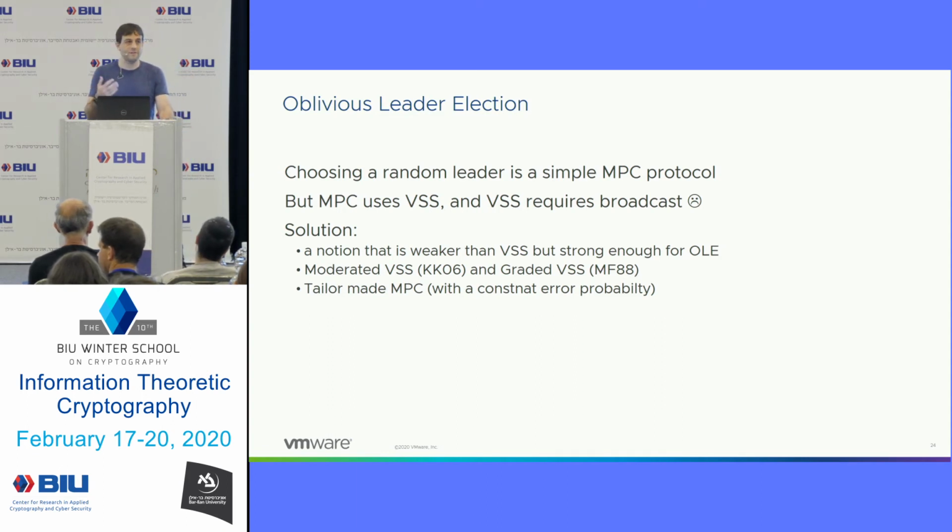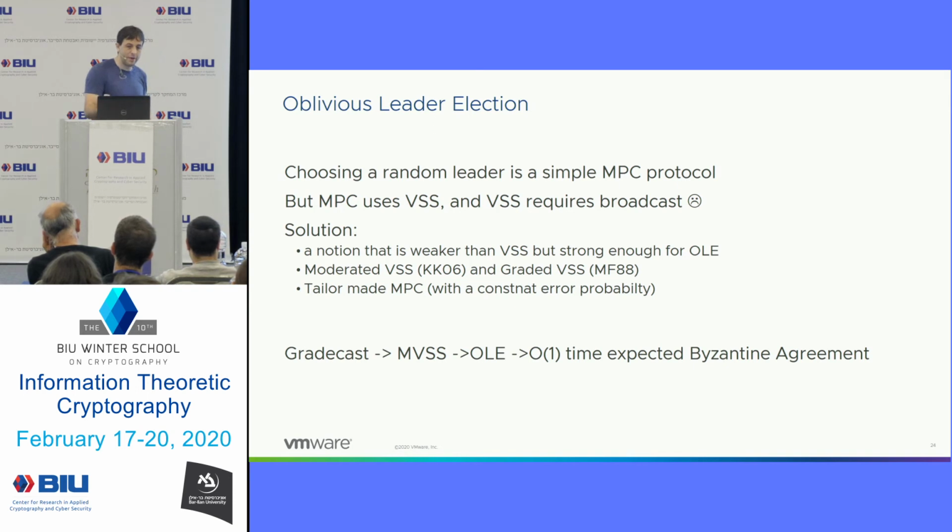But luckily enough, this is good enough for oblivious leader election, because it's okay that with constant probability there is complete confusion, because we spent a lot of time building a protocol where the primary can be completely malicious. So this constant error probability equates to a primary being completely malicious, but in a constant probability we actually have a good primary.